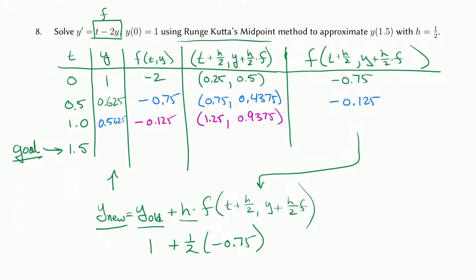Which, so sorry, this one? That one's wrong? Let me see where we went wrong. Let's see, so it's the original y, 0.5625 plus 0.25 times this, negative 0.125. Oh, huh. I don't know where that came from. Yeah, you're right. I mean, we knew that you were right anyway, but let's see, get rid of all that.